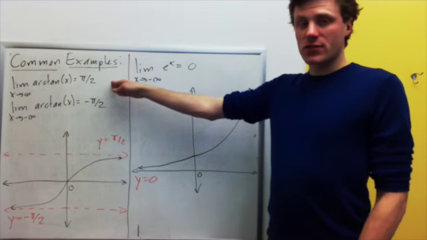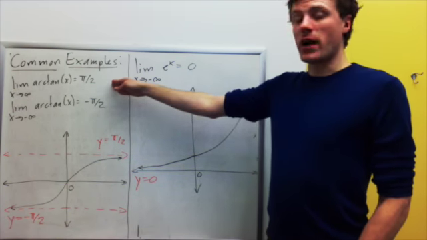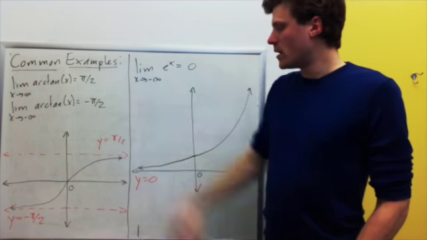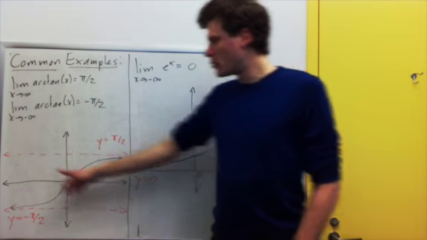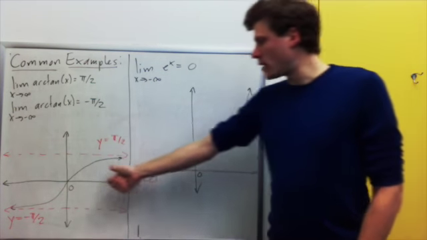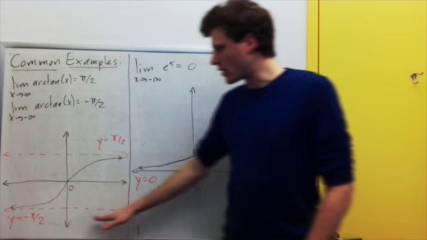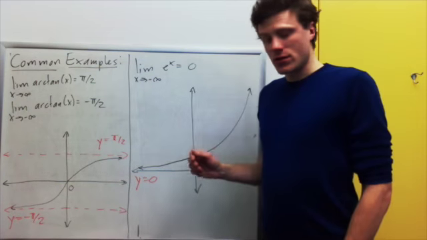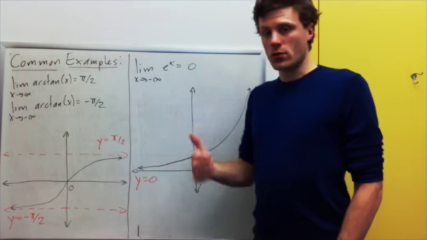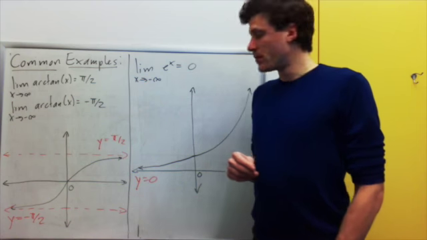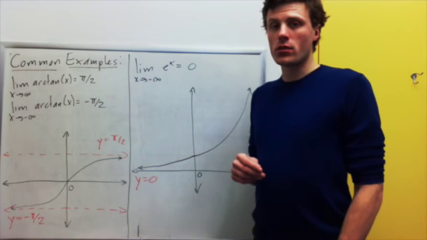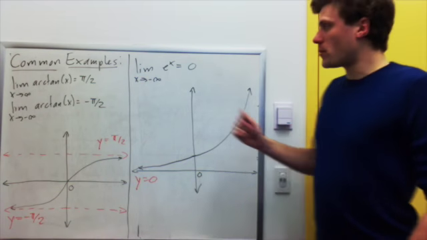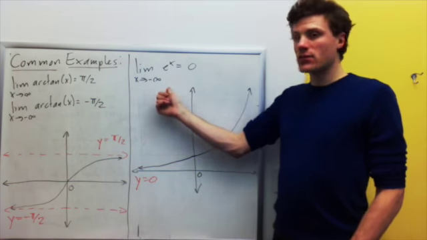First of all, arctangent has limit pi over 2 at infinity, and at negative infinity it goes to negative pi over 2. Graphically, it looks like this. We have a horizontal asymptote at pi over 2 as x goes to the right. We have a horizontal asymptote at negative pi over 2 as x goes to the left. Note, a graph can have one horizontal asymptote, it could have two, it could have none, but it can't have more than 2.